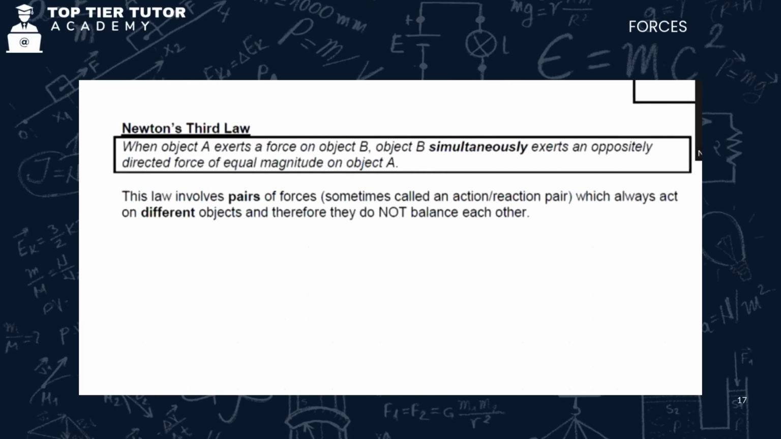So we have Newton's third law that says when object A exerts a force on object B, object B simultaneously exerts an oppositely directed force of equal magnitude on object A. So this law involves pairs of forces. There needs to be an action and a reaction, like a weight and a normal, which always act on different objects and therefore they do not balance each other. So it should make sense. Okay? Makes sense?